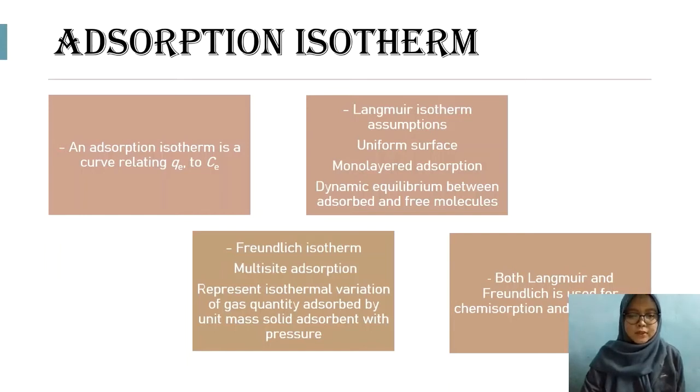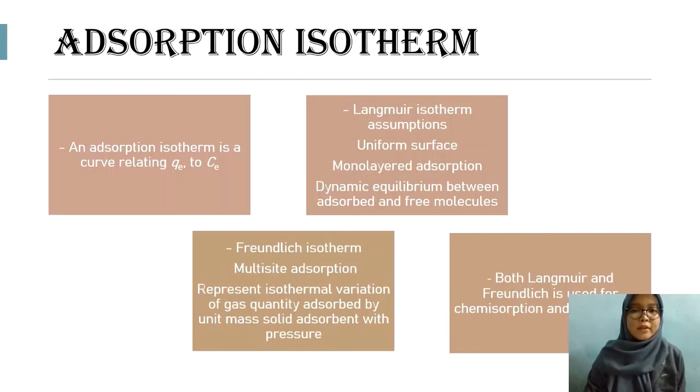The adsorption isotherm is also known as the equation relating the amount of solute adsorbed onto the solid and the equilibrium concentration of the solute in solution at a given temperature. The relationship between Qe and Ce can normally be fitted into one or more equilibrium isotherm models. We have two types of isotherm models that are commonly used, which are Langmuir and Freundlich.